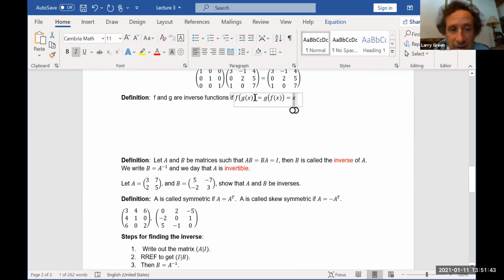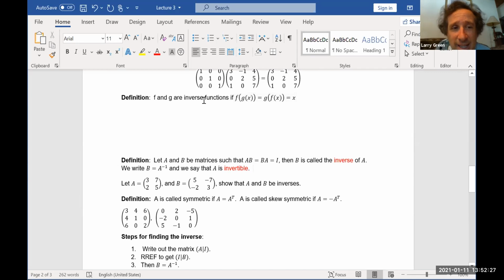Okay. So now we can move on and talk about what it means, instead of for functions to be inverses of each other, what does it mean for matrices to be inverses? Now you don't write f of g of x, we just write A times B. So if A times B equals B times A equals the identity, then B is called the inverse of A. And by the way, A is also the inverse of B. Goes back and forth. We write that B equals A superscript -1, and we read that as B equals A inverse. We say that A is invertible.